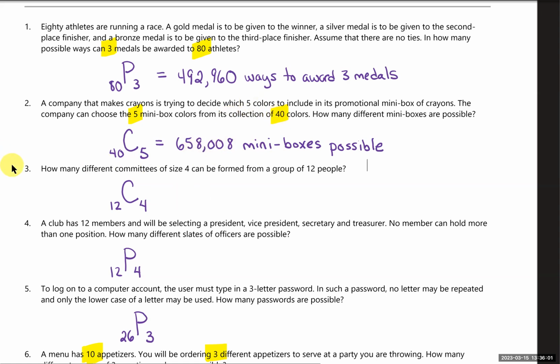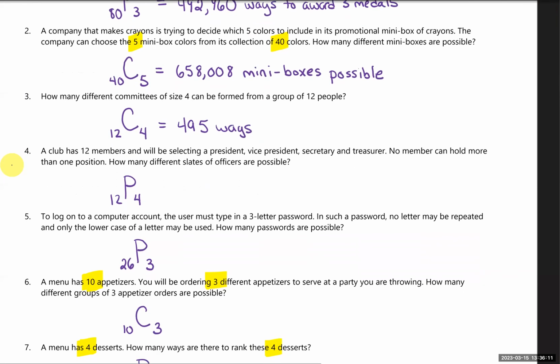All right, and then the committee question, this will come out to be 495 ways that they could form a 4-person committee. And then the permutation for picking president, vice president, secretary, and treasurer will be 11,880 slates of officers possible. I'm just going to say ways that they could pick their officers for their club.